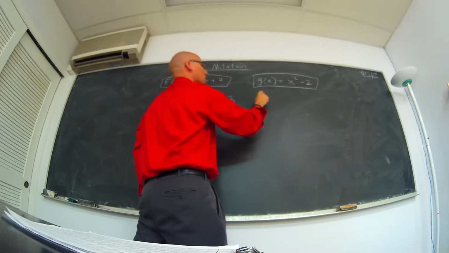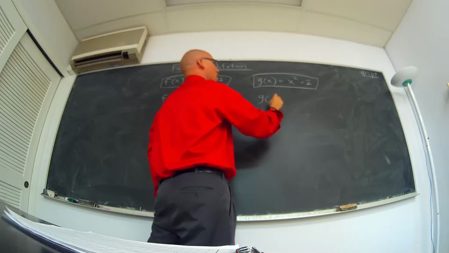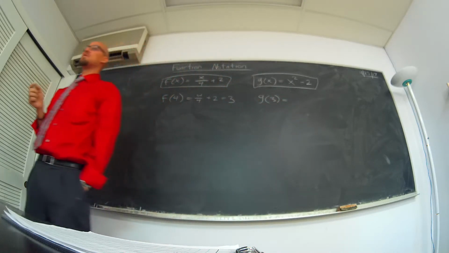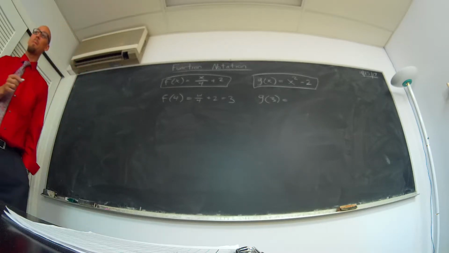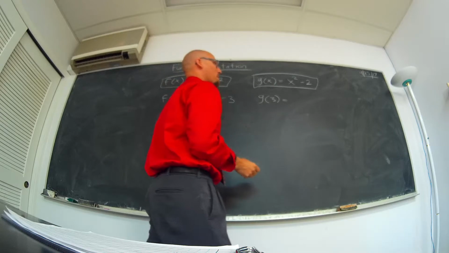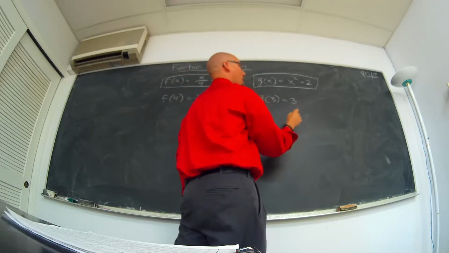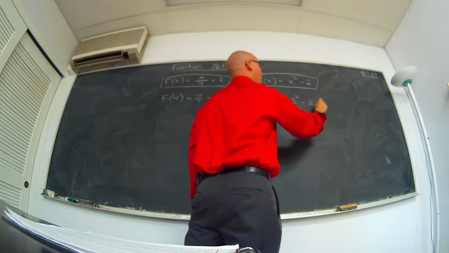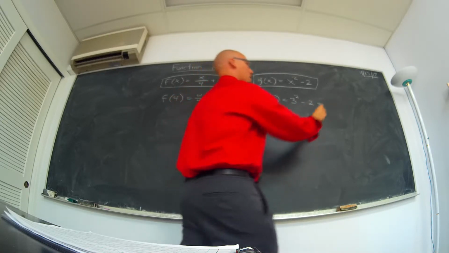How about Alexa? G of 3. Evaluate the function g. So you put 3 where the x is. 3 times 3 is 9, and minus 2, so equals 7.